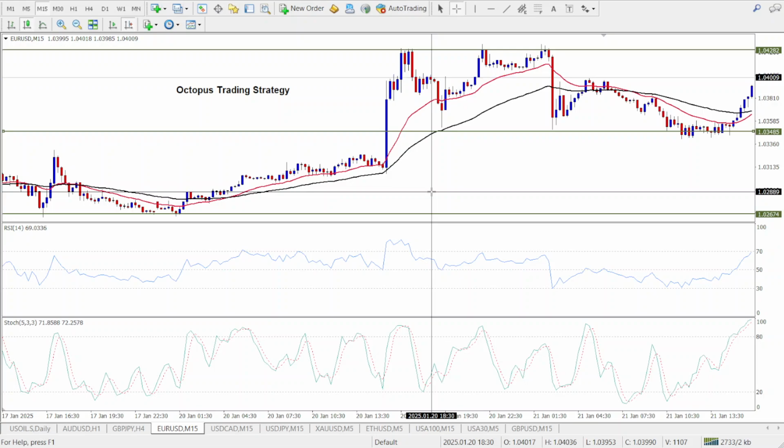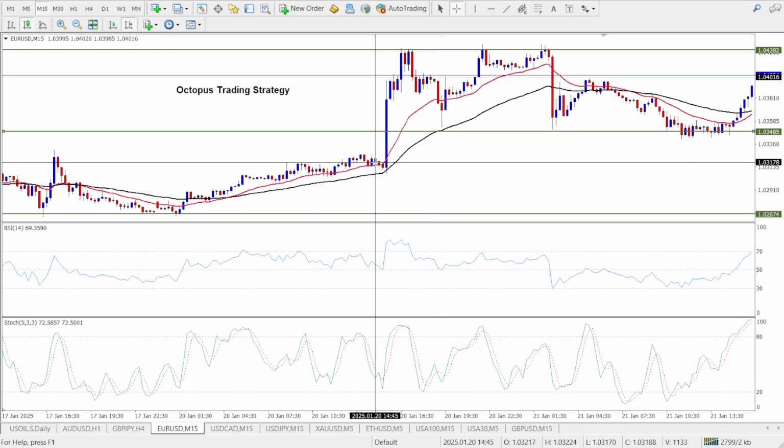Now it's your turn to give it a try. You can start by backtesting it on a demo account and see how it performs for you.